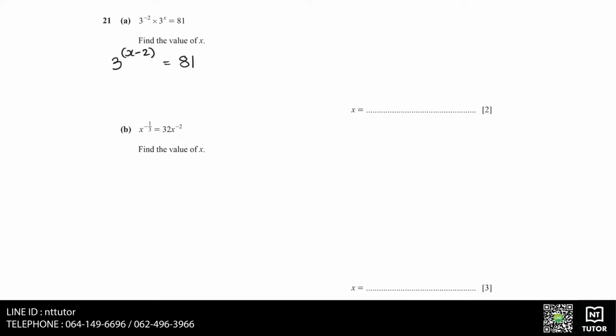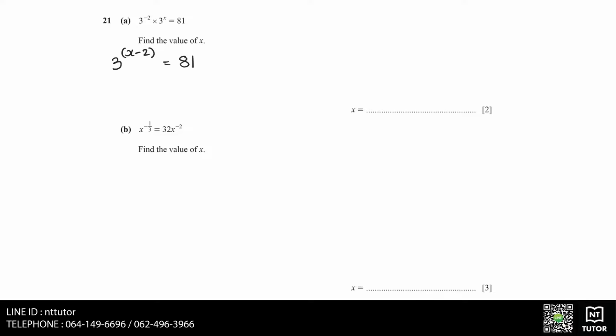The unknown x is in the power, so right now, the standard method of making x the subject of the formula to find the value of x will not work. The only way you can find the value of x is to rewrite the other side of the equation, or the right-hand side, so that it looks like the left-hand side of the equation. So we want to rewrite 81 as 3 to the power of something.